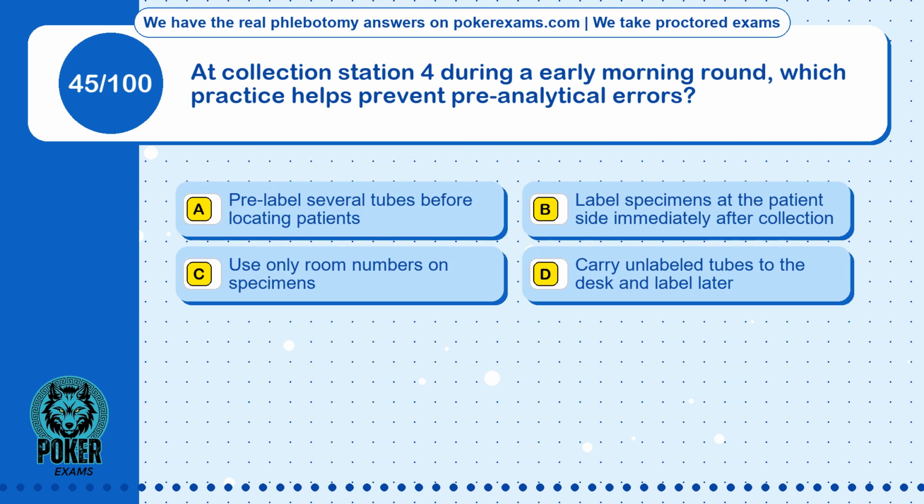Question 45. At collection station 4 during an early morning round, which practice helps prevent pre-analytical errors? Option A. Pre-label several tubes before locating patients. Option B. Label specimens at the patient side immediately after collection. Option C. Use only room numbers on specimens. Option D. Carry unlabeled tubes to the desk and label later.